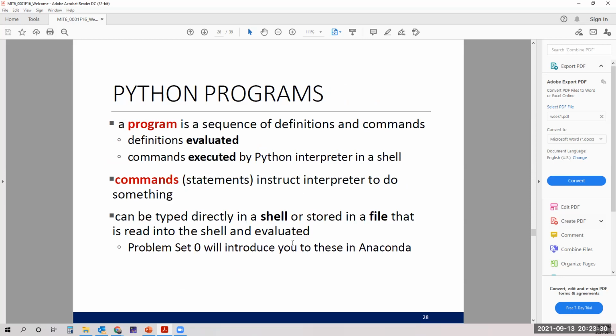A program is a sequence of definitions and commands. Definitions are evaluated, commands are executed by the Python interpreter in a shell. So with Jupyter, we are dealing in an interpreter way. It will give me an error in each line I write. It can be typed directly in a shell or stored in a file that is read into a shell and evaluated.